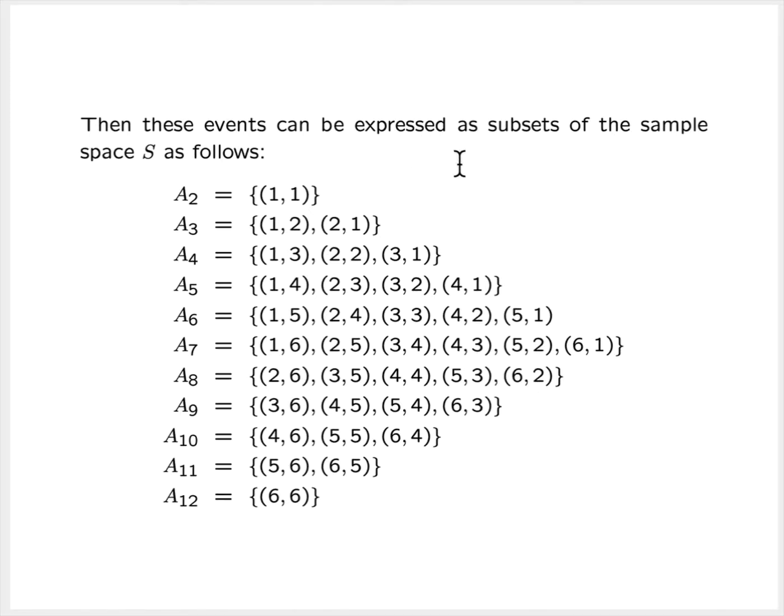And so then these events can be expressed as subsets of the sample space S in the following way. And you'll remember from the previous example that we had the same representation for these events. All right, so we have the events labeled A2 through A12. And then we've also got representations of those events in terms of the elementary events that comprise those events, or in other words, as subsets of the sample space.